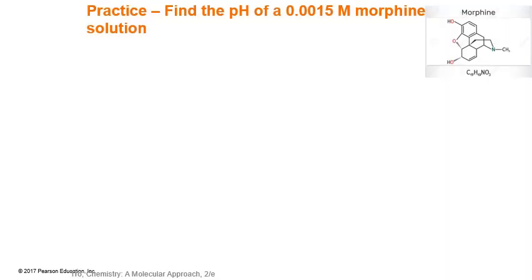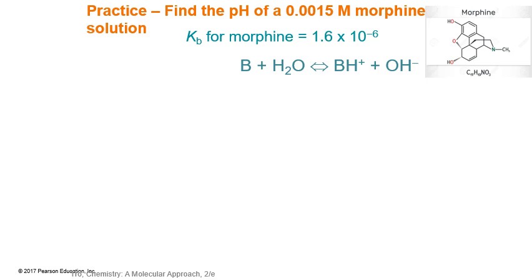So now I want you to find the pH of morphine. So morphine is basic because it has a nitrogen in its structure. And so pause the video and see if you can calculate morphine's pH.